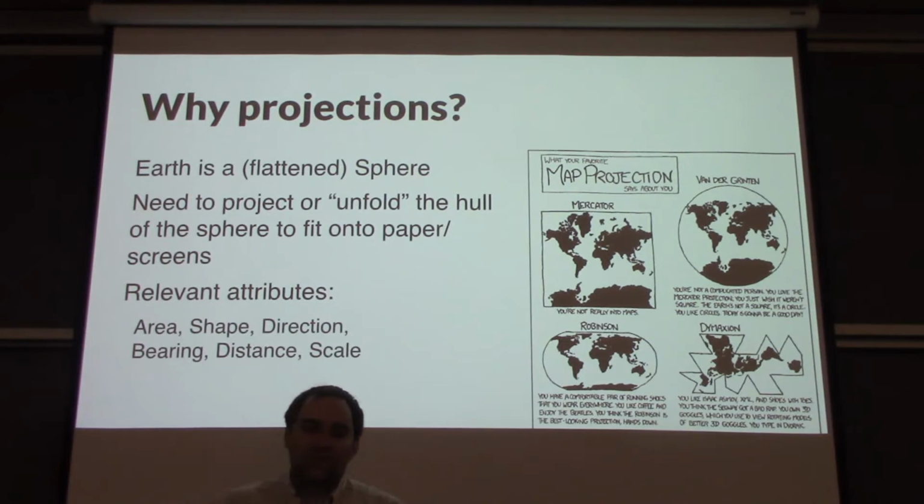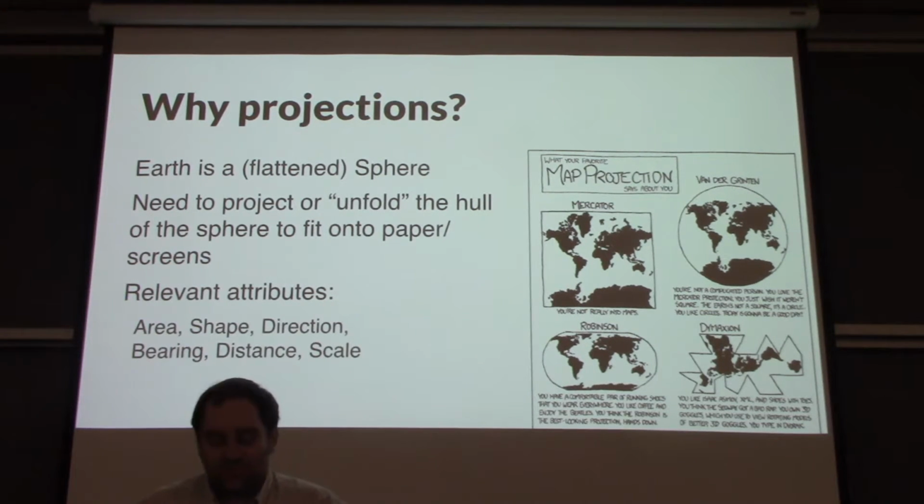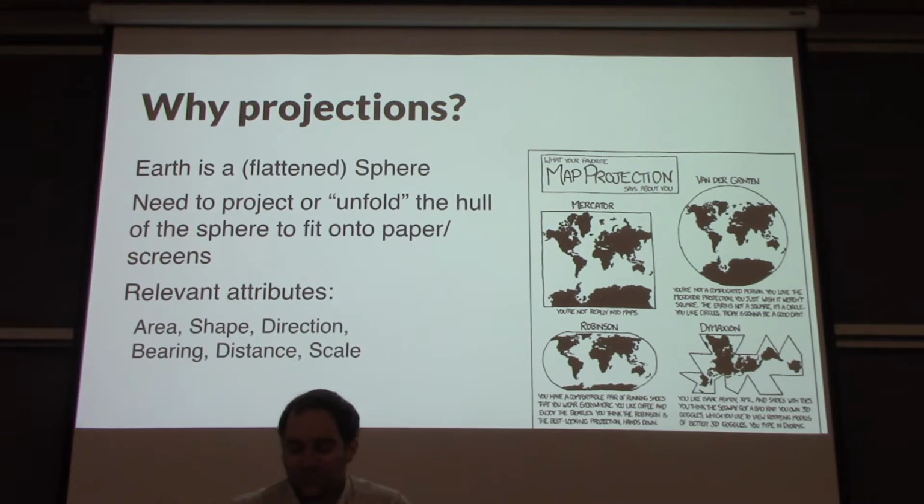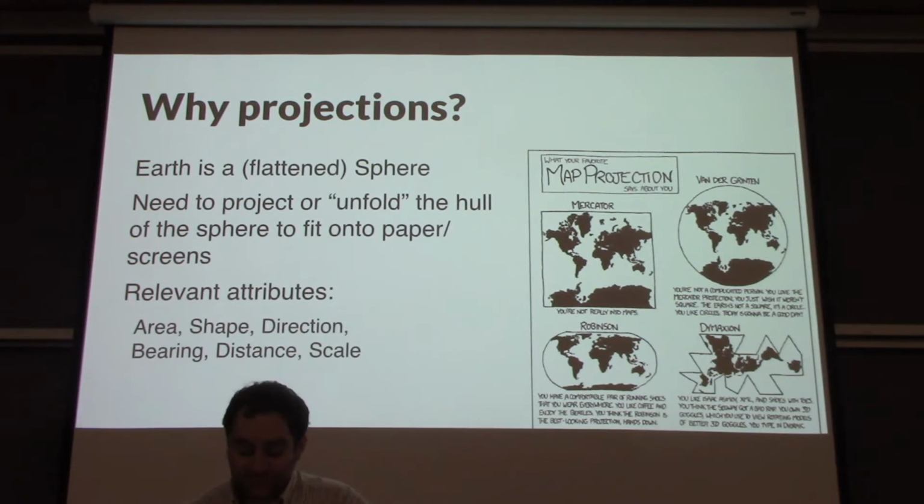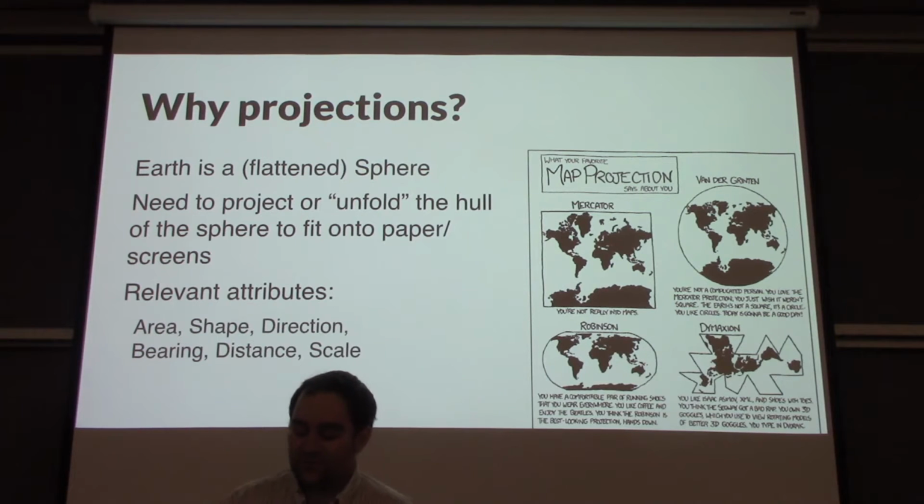There is no right projection or wrong projection, or rather, all projections are somewhat wrong, of course. There is a trade-off between all of these various projections, and depending on what your goals and tasks are, you need to really think about which projection is the right one for you. The relevant attributes that you should think about are the size of the area that you represent, so whether a projection is faithful to the area, whether the shapes are undistorted, whether directions hold, whether the bearing holds, whether distances are faithfully represented, and whether the scales are equal.